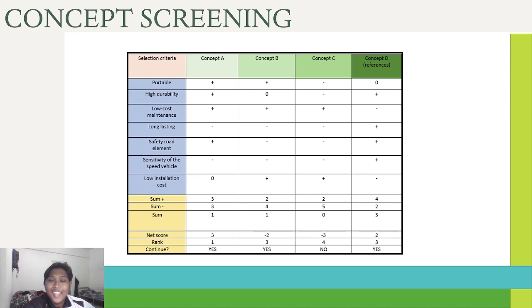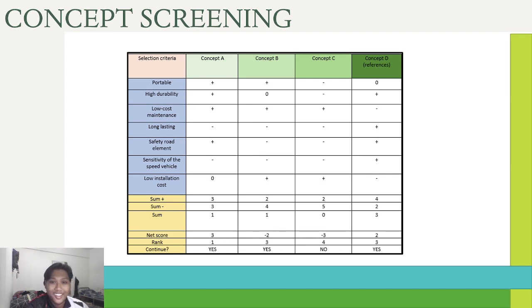As we can see in our concept screening, concept A gets a sum of plus signs of 3 and a sum of negative signs of 3, with a sum of 0 and a total sum of that sign of 1. The net score for that concept is 3. The net score for concept B is negative 2. Concept C has a net score of negative 3. And concept D has a net score of 2. From that, we can rank these concepts.